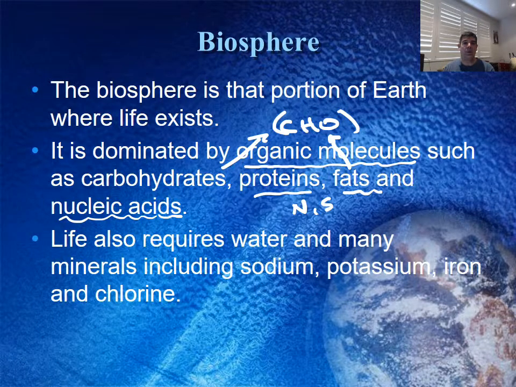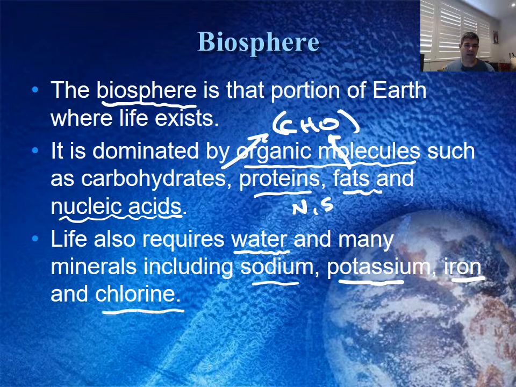So when we're looking at the biosphere, we are looking at a part of the Earth that's dominated by carbon, hydrogen, and oxygen compounds. But we're also looking at a high portion of water. So this, of course, too, is a compound, and water is a very important component in most living organisms. There are also some additional elements and compounds in trace amounts, that is, very small amounts, and they include things like sodium and potassium, iron, and chlorine.